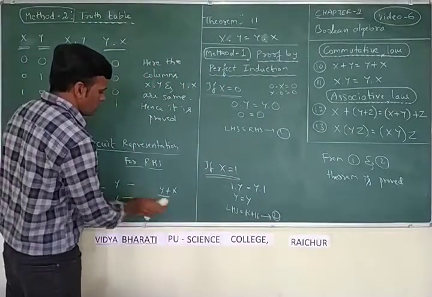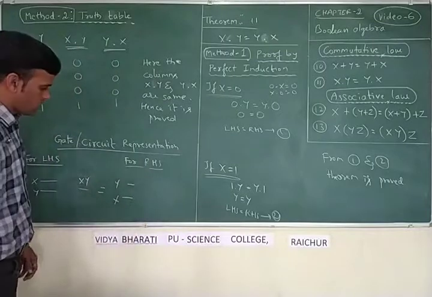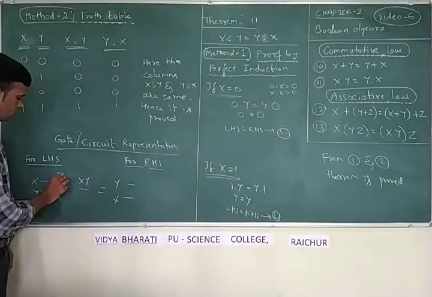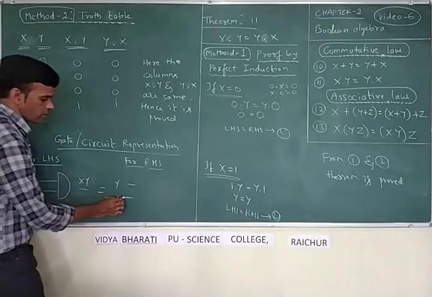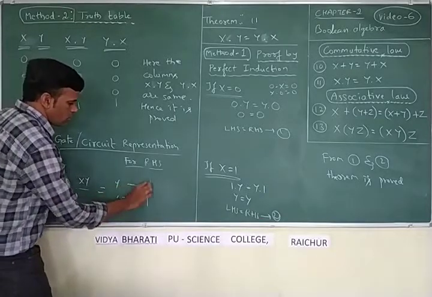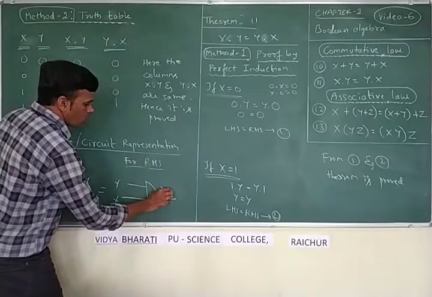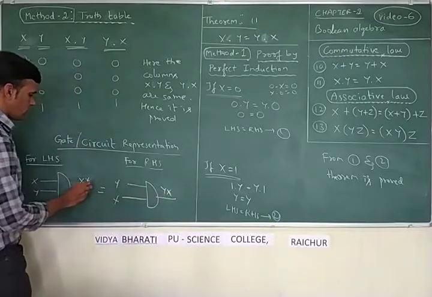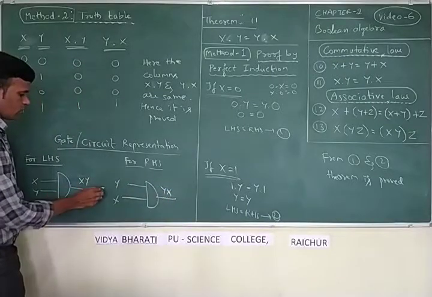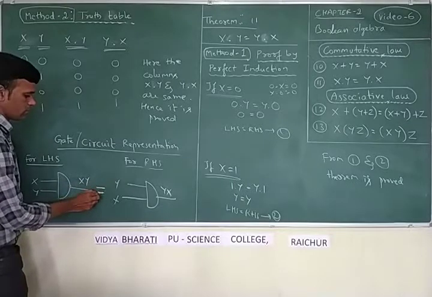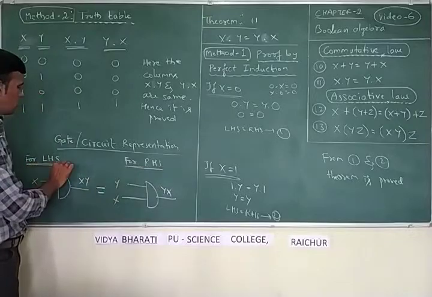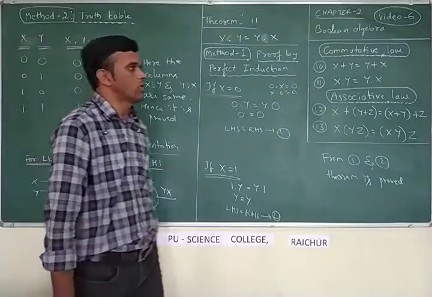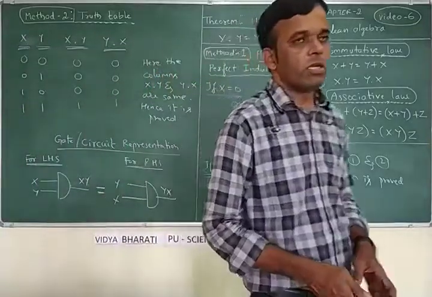Here also, just change the variables. First we have taken x. Here we have taken second time as x. So it's yx. It is xy. So both are identical. Both are same. This is for RHS. This is for LHS. So this is about the commutative laws.